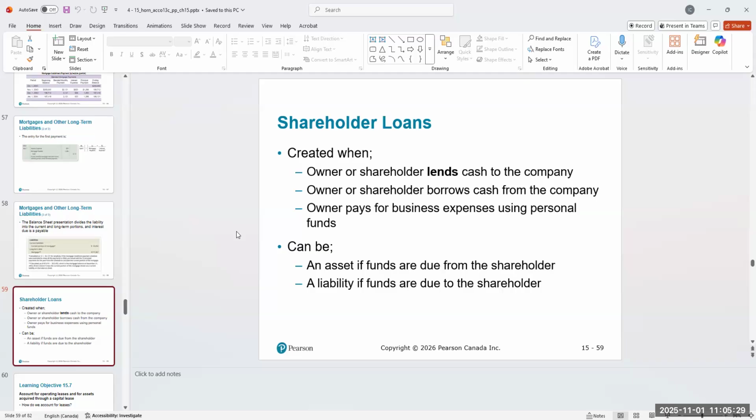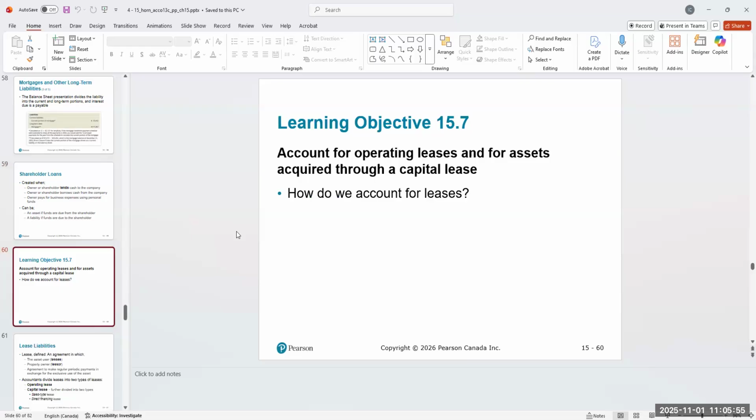Now, the shareholders loan can be an asset or a liability, depending on what it is. Obviously, if the owner paid company expenses with personal funds, then the company owes him money. And if the funds are owed by the shareholder, that becomes an asset for the corporation. That's with those. Now, the last thing left on this chapter, the long-term liability, is the lease.